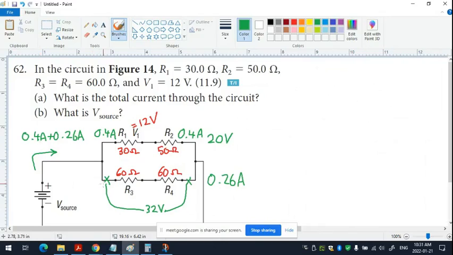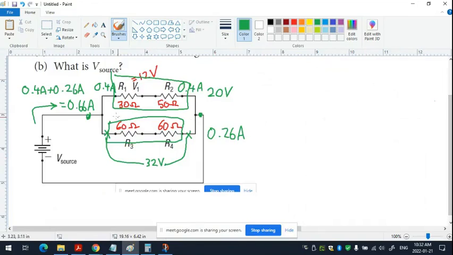So what's 0.4 plus 0.26? 0.66 amps. So what's V source? I'll give you a hint, everyone. How much is the voltage across this part? 32. How about here? How about from here to here? Is there anything else in the circuit? Which means what? It's 32 volts.